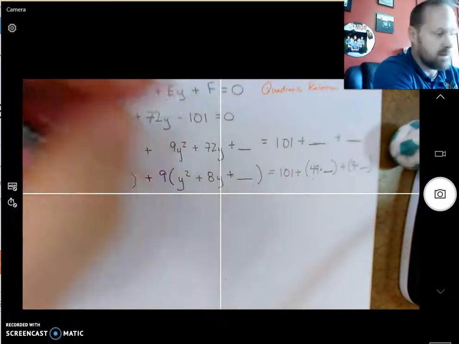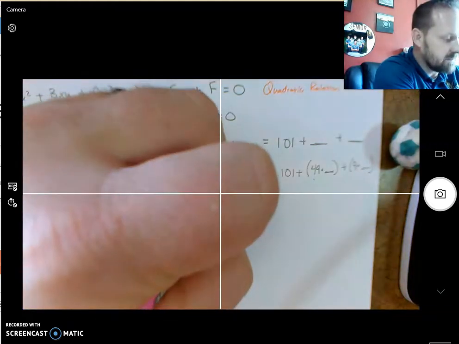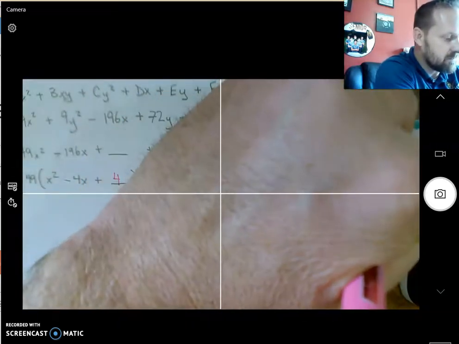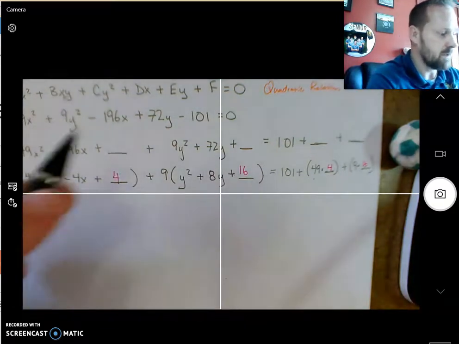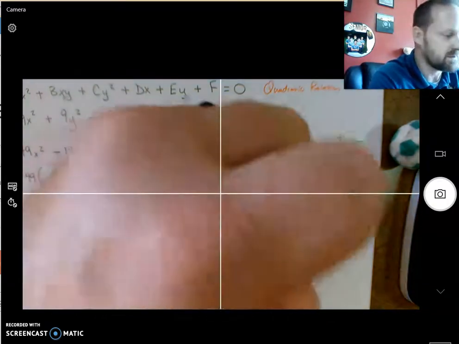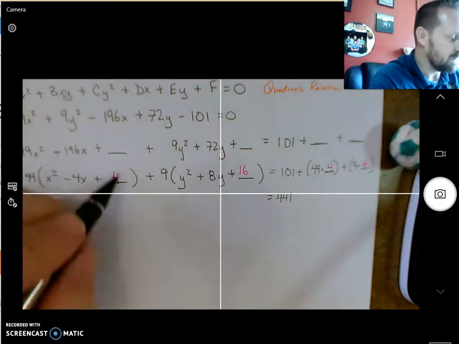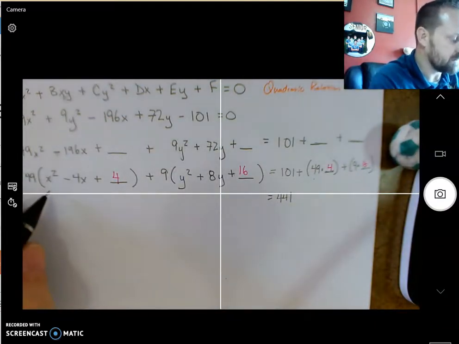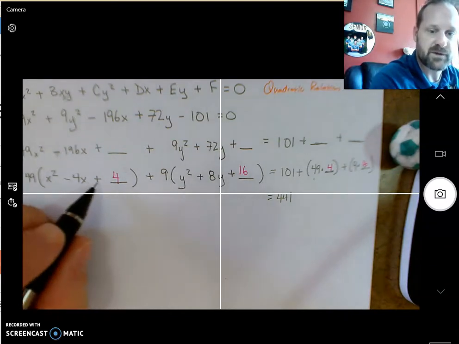4, and then 8 divided by 2 is 4. 4 squared is 16. So write those down. Okay. All right. I'm going to go ahead and just, all this is 101 plus this is 441. Okay. And that's the whole point of this. We split the middle term so we can factor this. It becomes a perfect square.